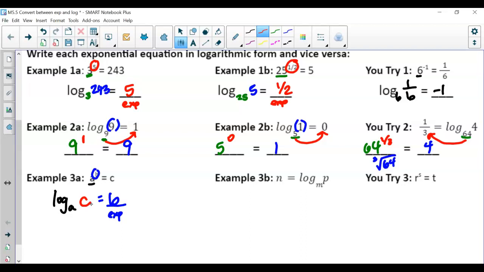So now here we have our log. We're going to write this as an exponential. So again, what is the base? M. So this is M to the what power? N. So M to the N is equal to what? P. So go ahead and pause the video now and try this on your own.